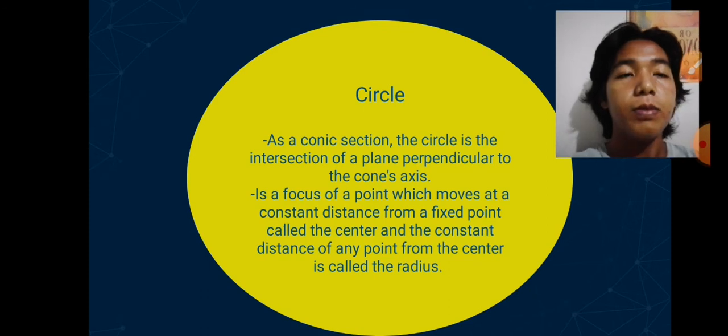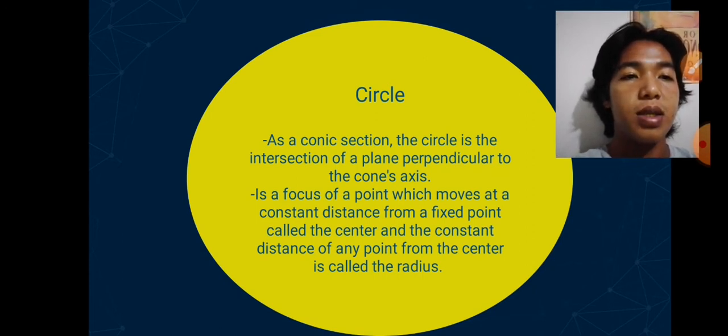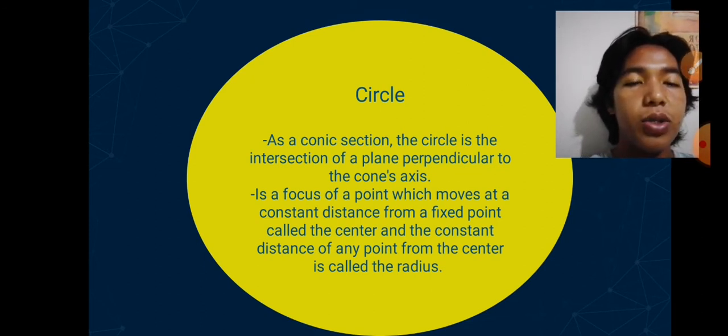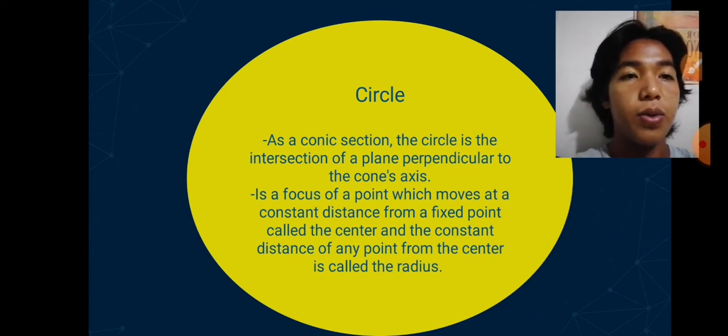So, first, circle. As a conic section, the circle is the intersection of a plane perpendicular to the cone's axis. A circle is the locus of a point which moves at a constant distance from a fixed point called the center, and the constant distance of any point from the center is called the radius.